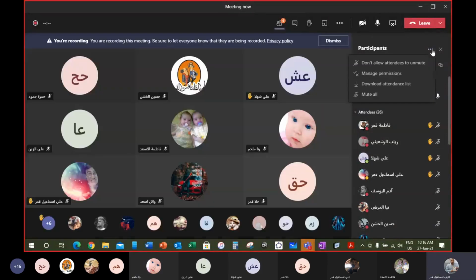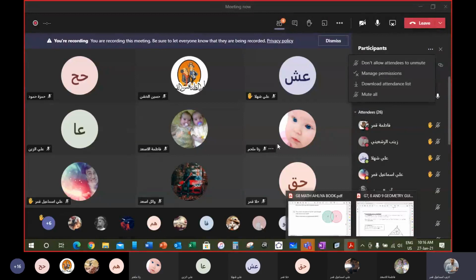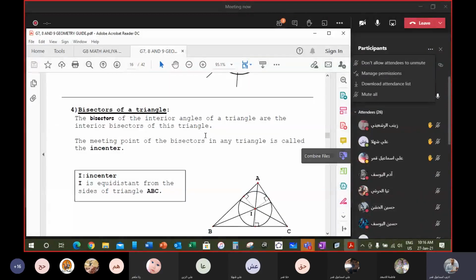Okay, bisectors of a triangle. The bisectors of the interior angles of a triangle are the interior bisectors of this triangle.